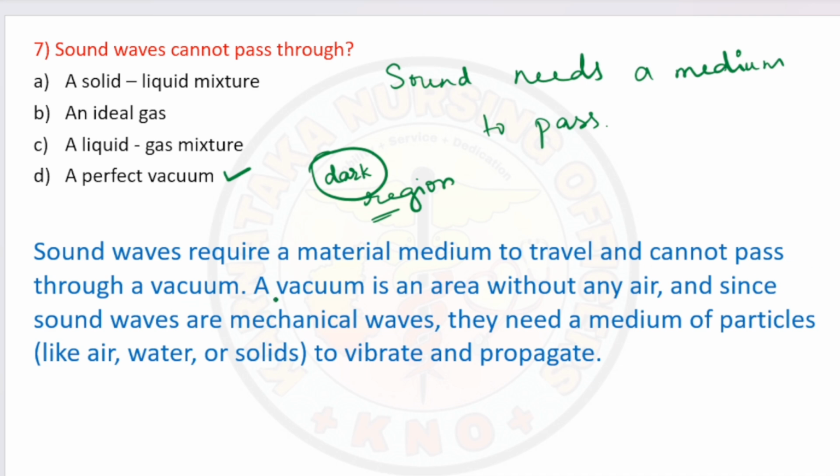What do you mean by vacuum? It is an area without any air, without any molecules, without any atoms. Since sound waves are mechanical waves, they need a material medium of particles like air, water, or solids to vibrate and propagate. So in a vacuum, sound waves cannot pass through. Next question.